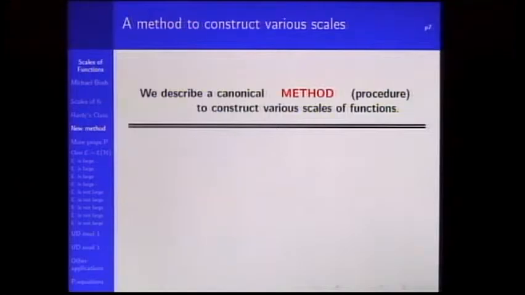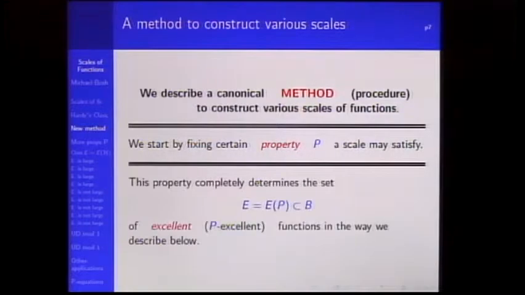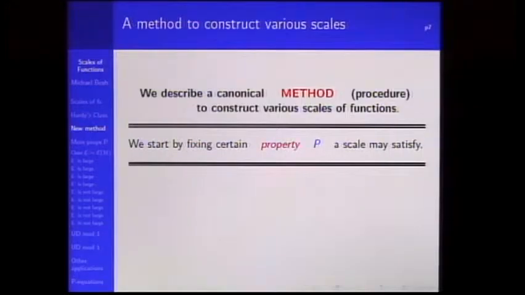Okay, so here is how we approach this. I will describe a canonical procedure to construct various scales of functions. First of all, we fix a certain property P, some natural property P that a scale may satisfy. What does it mean? It is natural to request that it be closed under addition, for example, or closed under differentiation, or closed under translations, or you can invent many other things. It turns out that given a property, we have a class of excellent functions, the way I will describe. And you will see kind of miracles, where a very simple property leads to very large classes of functions.